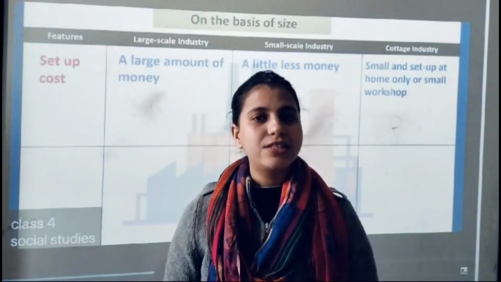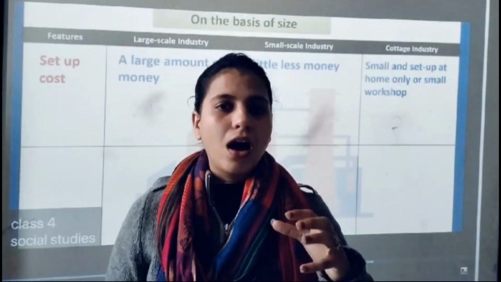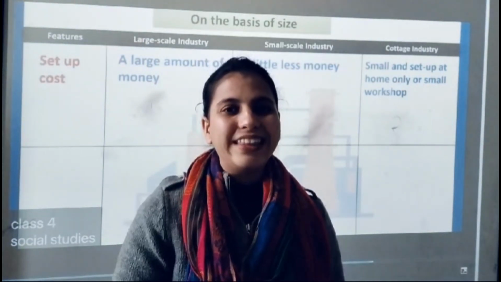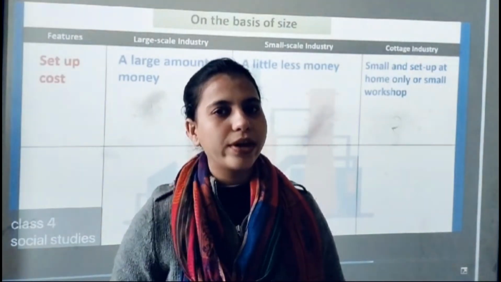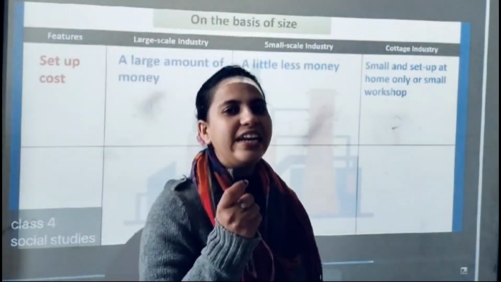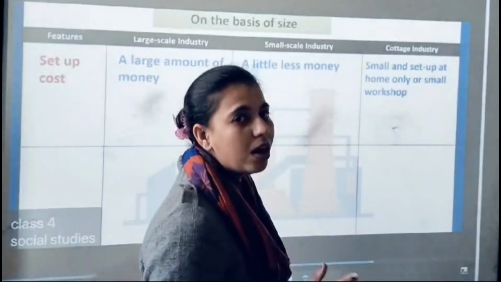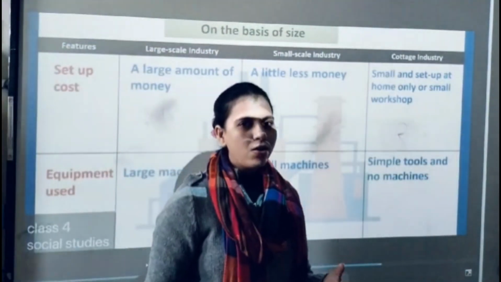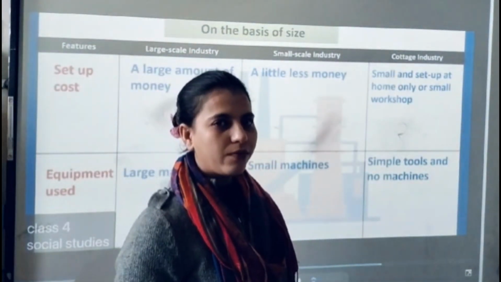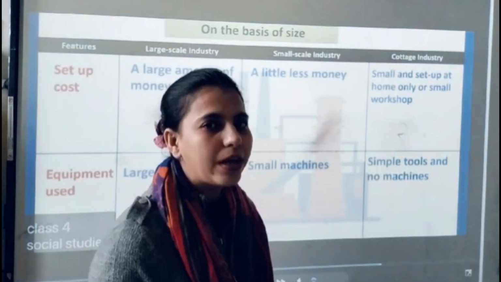In this industry, people do their work or make their products at their home. Okay, so we need a very little amount to set up these kinds of industries. This is called cottage industry. So now we know what amount we need to set up an industry.